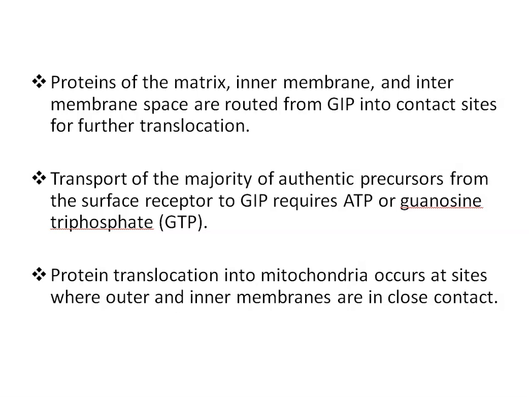The precursor of a fusion protein that was arrested at translocation contact sites could be cross-linked to the 42 kD protein. MOM38 was found to form a complex with the surface receptors MOM19 and MOM72 on extraction from the membrane with detergent. So transport of the majority of authentic precursors from the surface receptor to GIP requires ATP or guanosine triphosphate, that is GTP. Protein translocation into mitochondria occurs at sites where outer and inner membranes are in close contact.